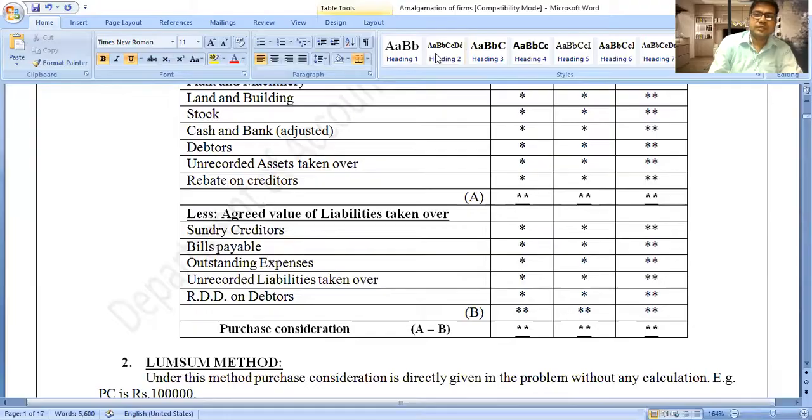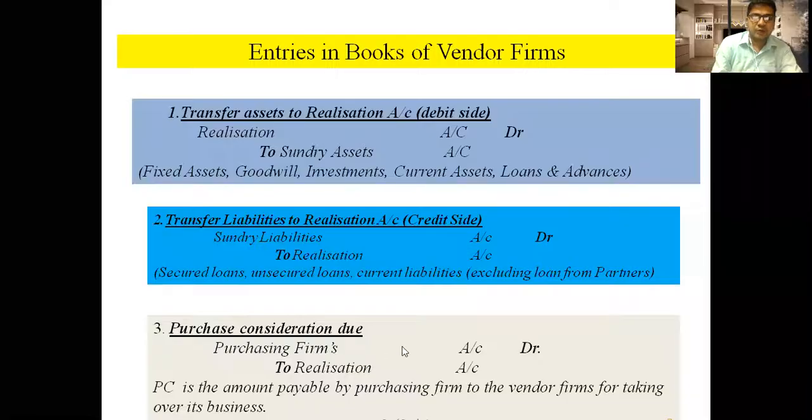Now, the purchase consideration value we have to show in our journal entries. Purchasing company account debit to realization account, and we have to show the value of purchase consideration by using the net asset method. Okay, I hope you understood what is going on.